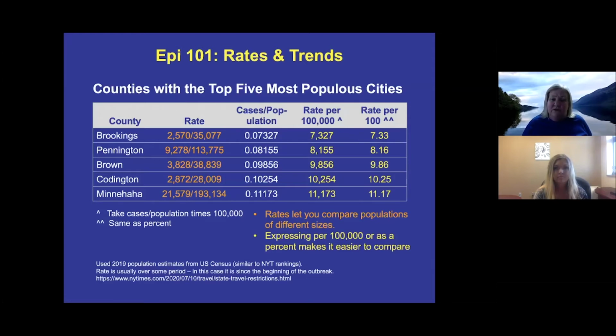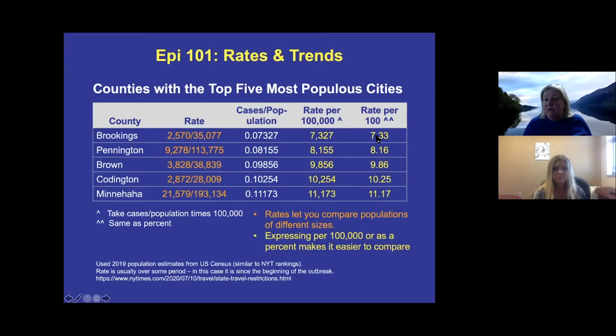So you see a lot of numbers for total cases over this pandemic in this range. So this is the Brookings versus Minnehaha. So you can see that we've had one of the lowest rates here. Now, there's nothing magical about this 100,000. It can be anything. We can do it as a rate per 100. And so we just go over 2 here, and then we'd have these kind of numbers.